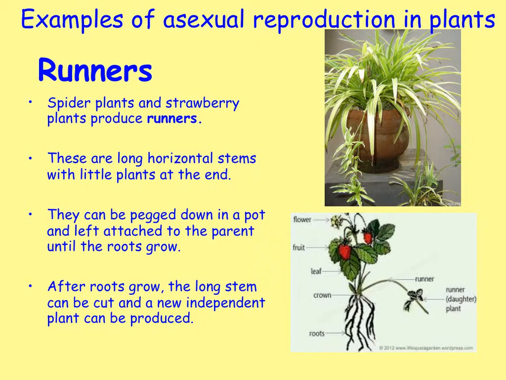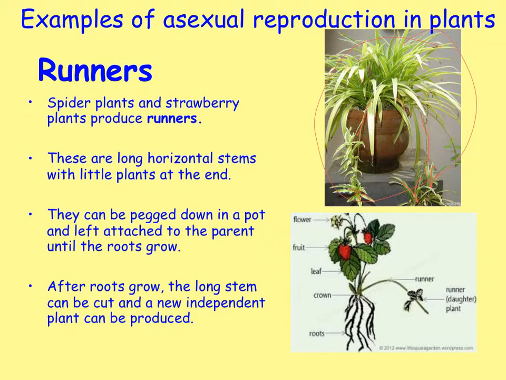The first example here are runners, and plants such as this plant here, it's called a spider plant. You'll see that on this plant here, there's little runners growing out, and at the bottom of them, there's other little plants there. Now these plants, if they hit onto soil, they will just grow into new spider plants. So they're just long horizontal stems.